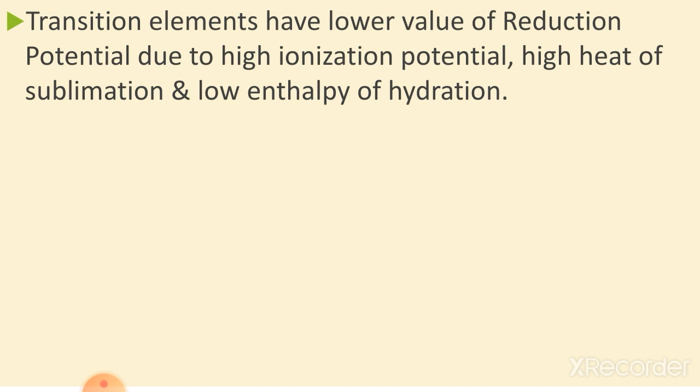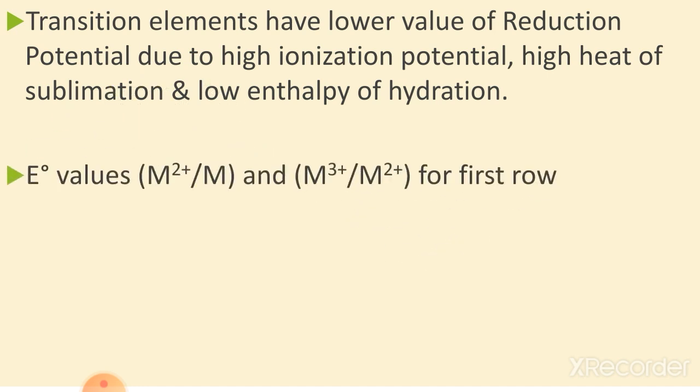This is due to high enthalpy of ionization, that is ionization potential, high heat of sublimation, and low enthalpy of hydration. Note down some more points: the lower the electrode potential, that is, the more negative the standard reduction potential of the electrode, the more stable is the oxidation state of the transition metal ion in aqueous solution.